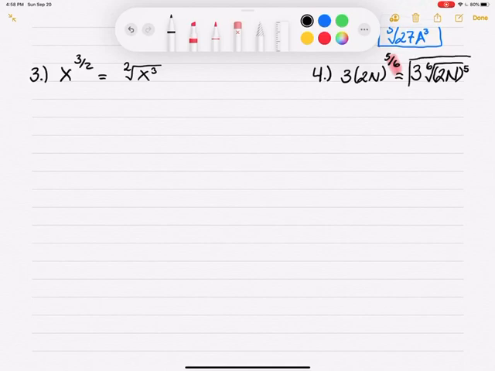Alright guys, that was rational expressions part 2.